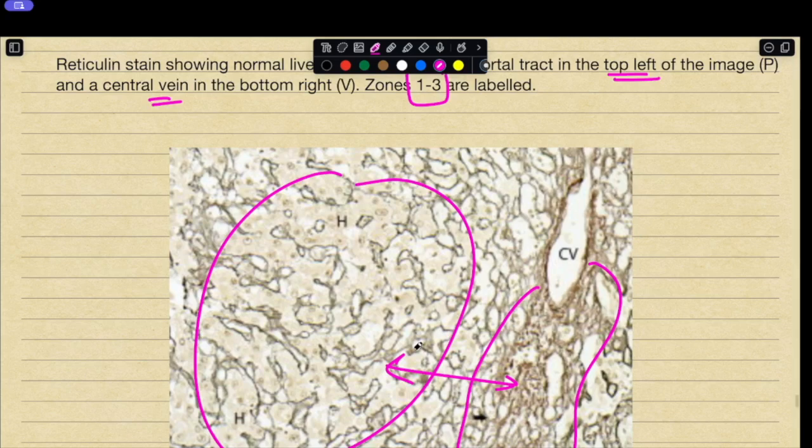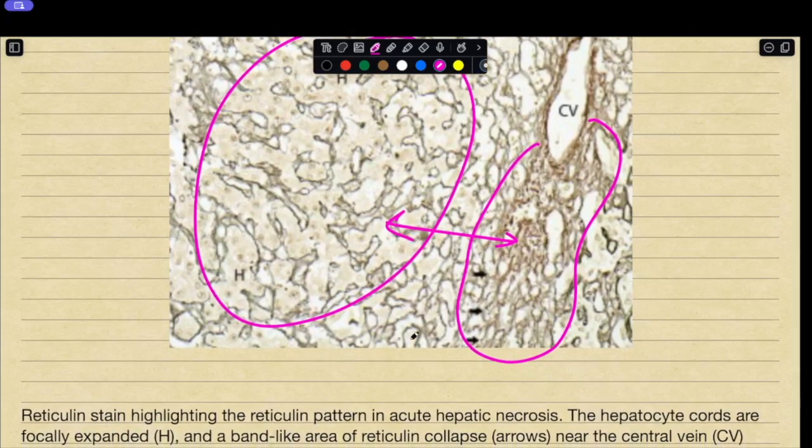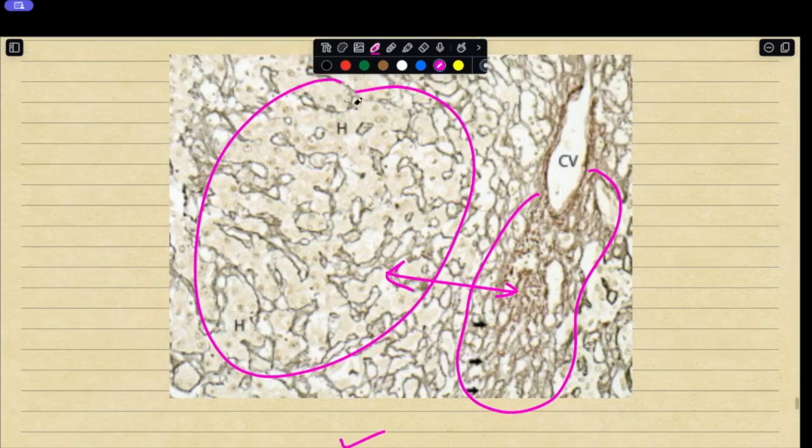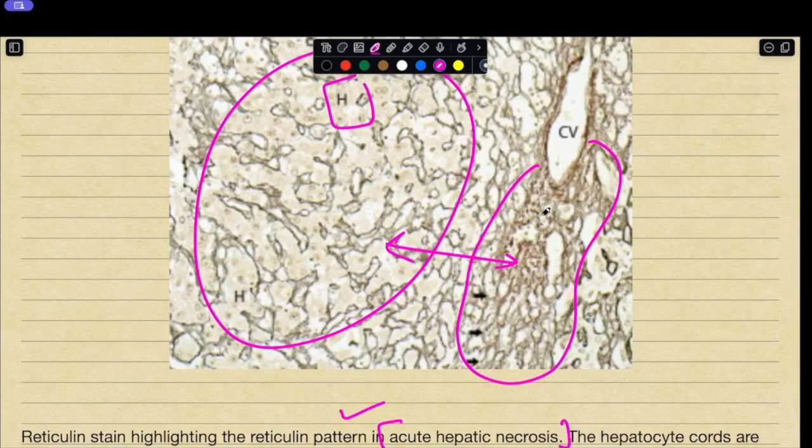Over here you can see the reticulin collapse. This is highlighting the reticulin pattern in acute hepatic necrosis. The hepatocyte cords are focally expanded over here, and there is a band-like area of reticulin collapse. This is the area of reticulin collapse. What has happened is that whatever hepatocytes were there have undergone necrosis, so because of that reason, the reticulin network has completely collapsed, and that is being highlighted very nicely over here.